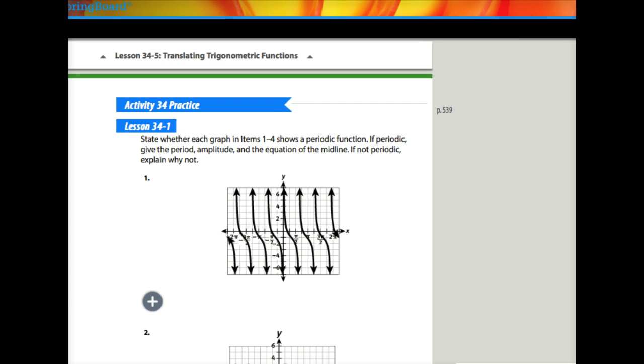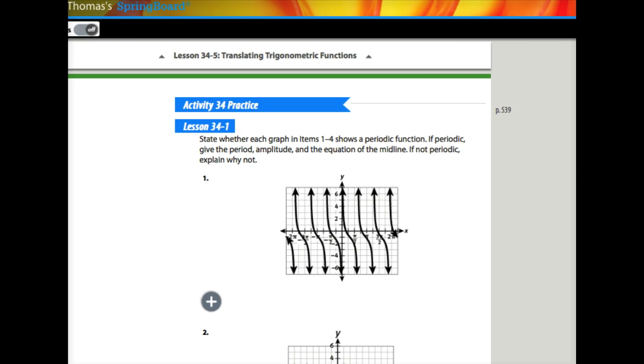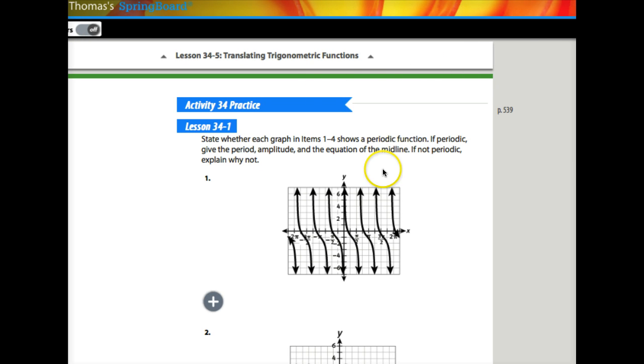Looking at number one, first of all, we had to decide if it was periodic, which this one obviously is. It looks like a reflected tangent graph, but you know that it's periodic because all the exact values, you can see the same inflection point. They repeat at regular intervals. So that's definitely a periodic function. The period, remember, is the horizontal length of one full cycle. So you have to be careful with this one.